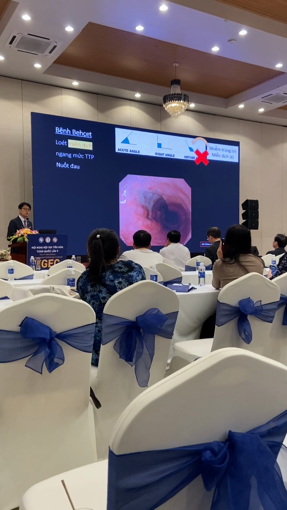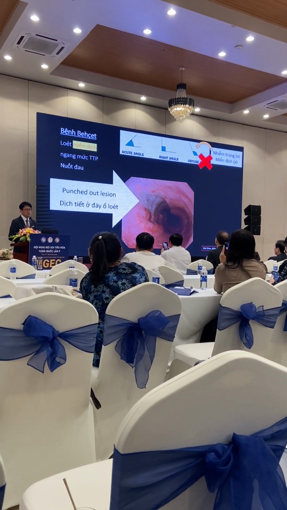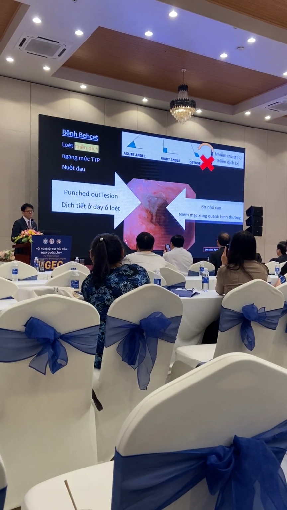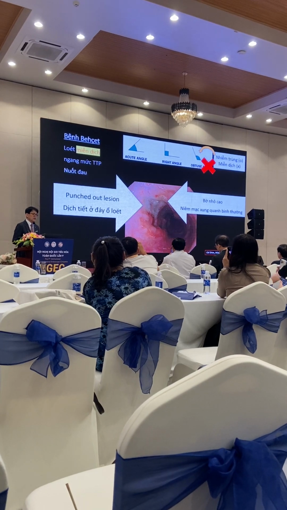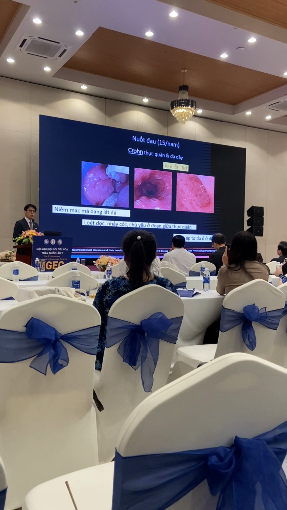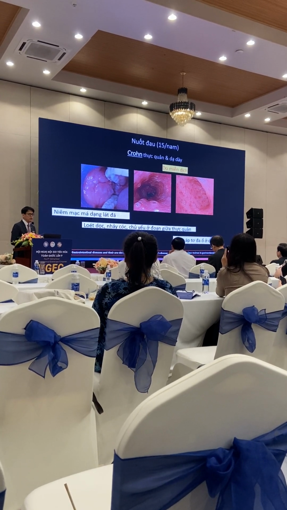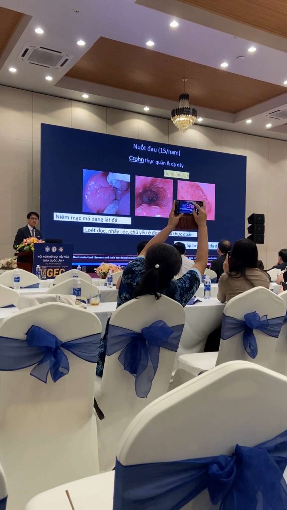It's really a punch-out lesion. And sometimes we can see exudate on the base of the ulcer, or the mucosa surrounding the ulcer is very normal. This is typical in Behçet ulcer. Other than Behçet ulcer, Crohn's ulcer may also be possible. If you are interested in Crohn's, you need to remember the Montreal classification.